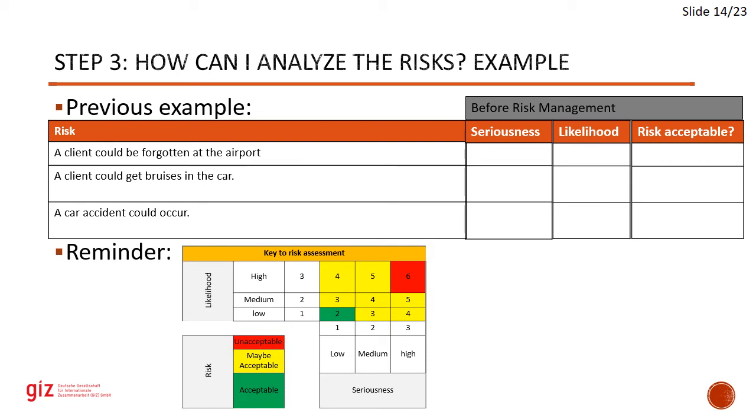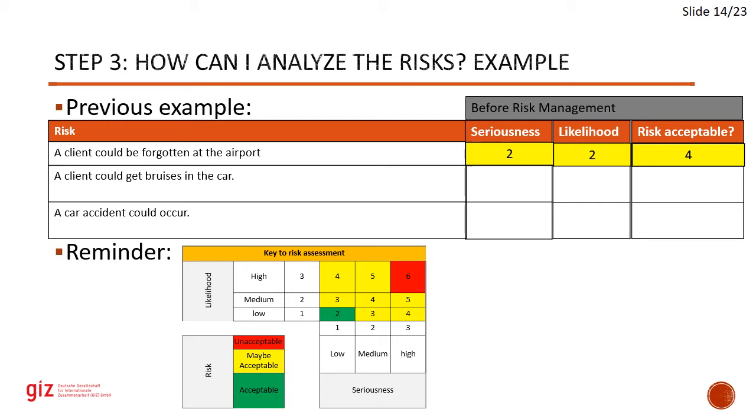A client could be forgotten at the airport. Let's say that the risk is medium seriousness, because the client is likely to be quite unhappy about this. So we give it a value of 2 for seriousness. And let's say that the risk is medium likelihood. This kind of thing can happen sometimes if there are no formal procedures in place to prevent it. So we give it a likelihood of 2. Is the risk acceptable? 2 plus 2 is 4, which makes it maybe acceptable.